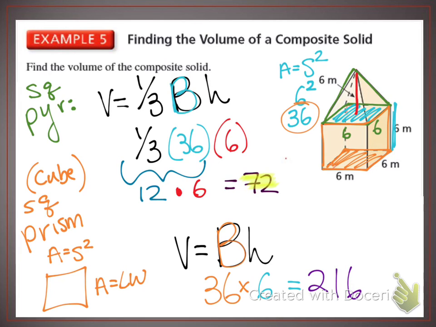216. So what do I do with these two numbers? I add them together. So I'm adding these two, and they make 288, and it is meters cubed.